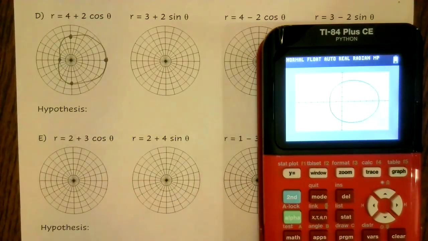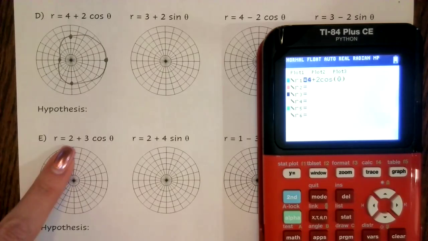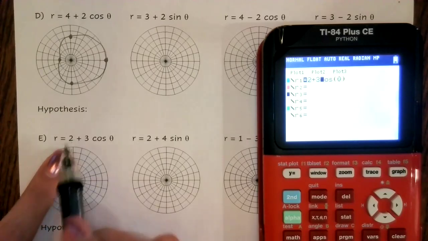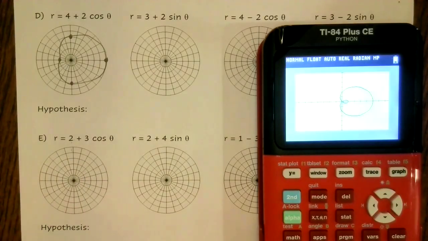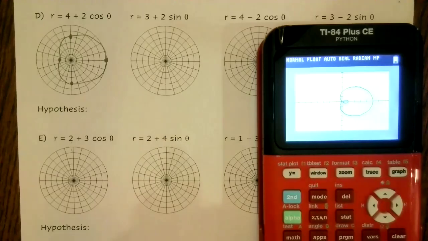So you guys are going to continue, try some more of these, put them in there, see what's happening with those graphs, try and look at what are the numbers representing, what do the shapes look like, and so on. I'm going to go ahead and put this one here next. So that is 2 plus 3 cosine of theta. Again, this one has a smaller number first. When I hit graph in this case, we do go back through the pole again, but it's got a little loop there in the inside.